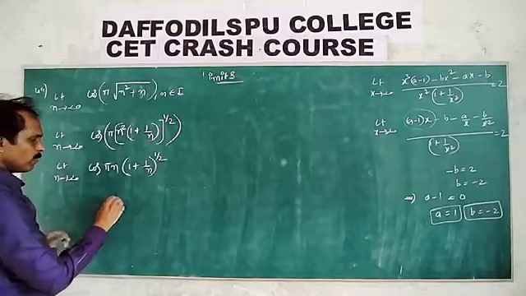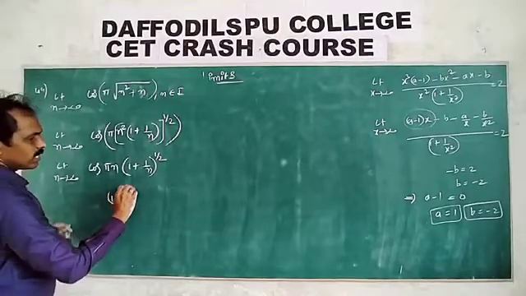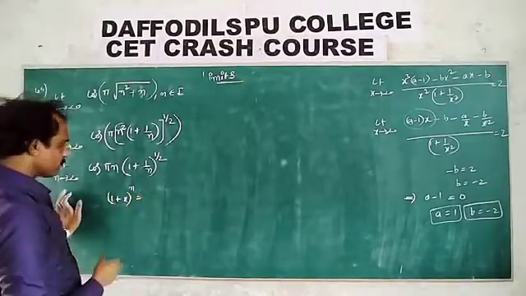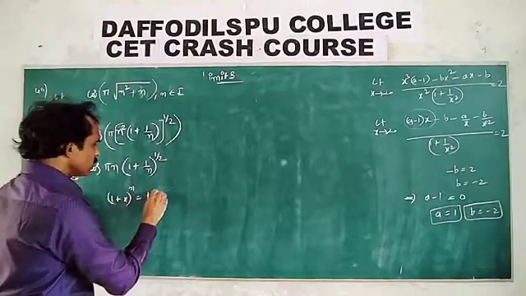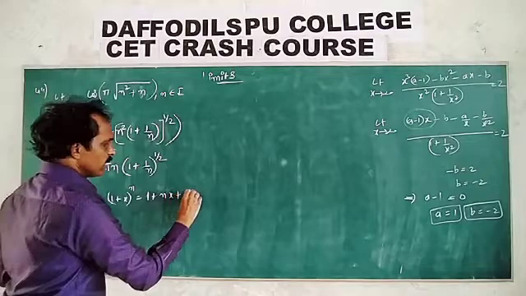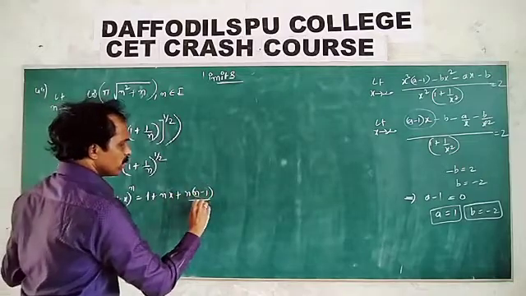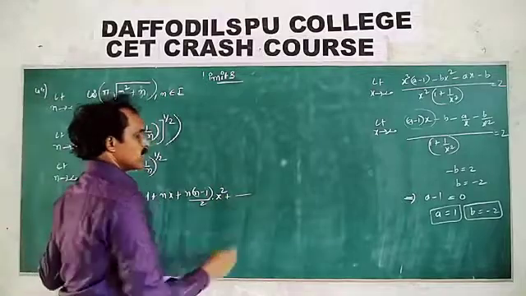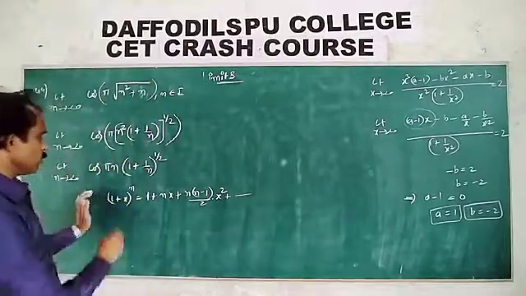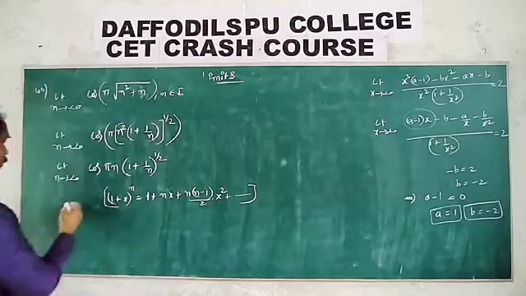Okay, that is the formula (1 + x)^n for a rational index, which means this value is 1 + nx + n(n-1)/2 x² and so on, and so on, like that. So this is the form of the binomial theorem.